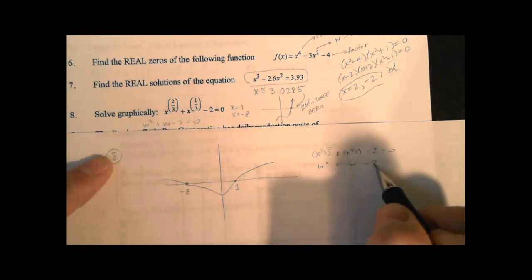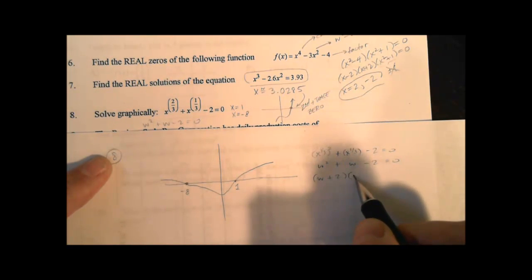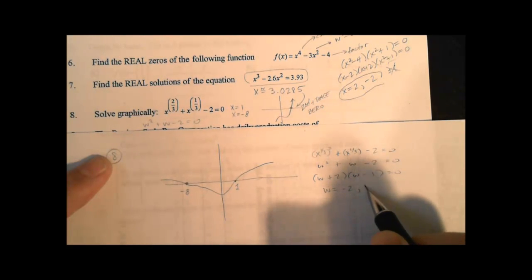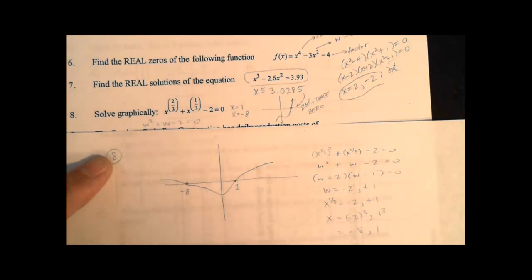W squared plus W minus 2 equals 0, where W is the cube root of x. W plus 2, W minus 1 is 0. So W is negative 2 or positive 1. So that says that the cube root of x is negative 2 or positive 1, which says that x is negative 2 cubed or 1 cubed, which is, of course, our negative 8 and our positive 1.